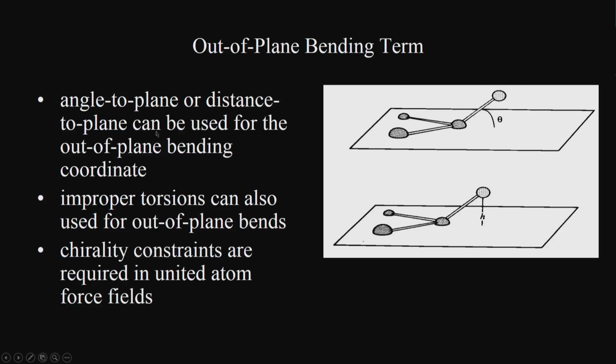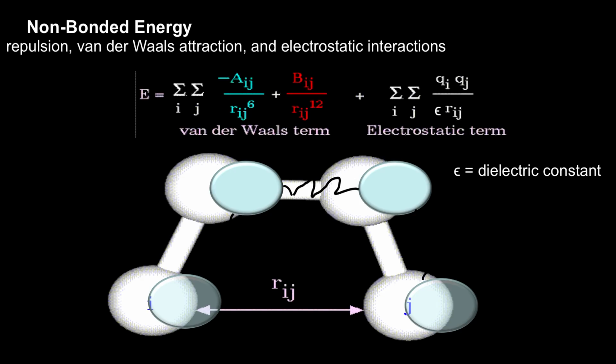Angle to plane or distance to plane can be used for the out of plane bending. So, angle or distance, that is called improper torsions for out of plane bending. Chirality constraints are required in united atom force field. Okay, so we can bring in those aspects also, out of plane bending, energy related to that. So that could be based on either distance or that could be based on the angle.